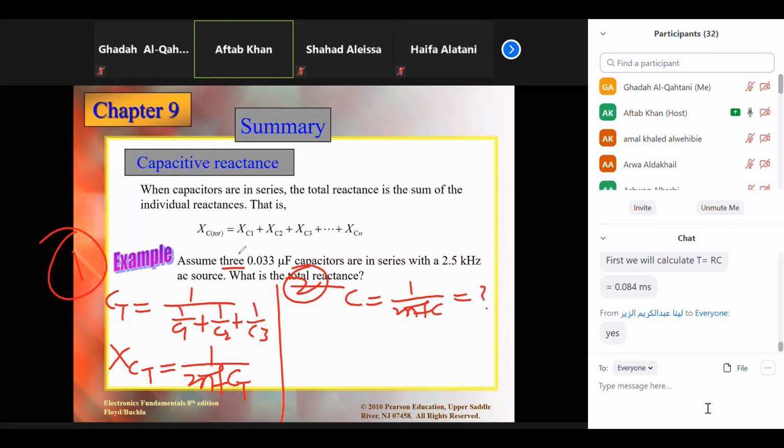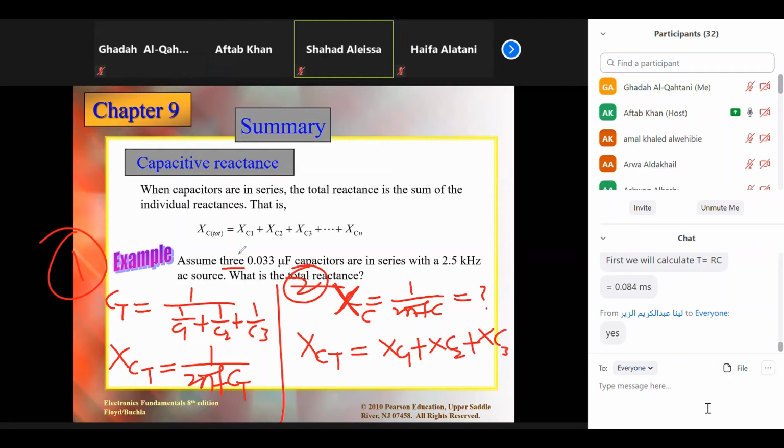After getting this, sorry, it's not C, this is XC. So after getting this one, I can say XCT total, which is going to be XC1, XC2, and XC3. By the way, C is in the suffix. Or you can say 3 XC. Clear? Because it's the same. So whatever you feel is okay for you, you can go this way.